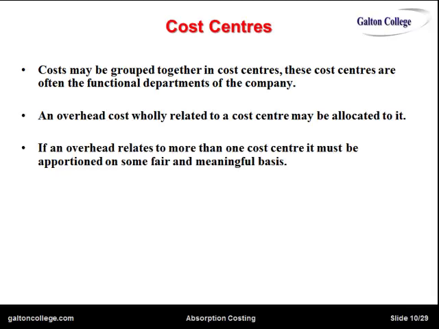If an overhead relates to more than one cost center, it must be apportioned on some fair and meaningful basis. So if an overhead relates to two or more cost centres, then it must be broken up so that each cost centre shoulders the burden accurately and fairly. And therefore the costs of the cost centres, the cost of production, let's say, or the cost of some activity within the cost centre, accurately reflects the true cost of production.